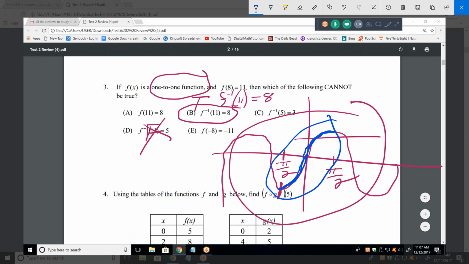But that's because we started with a function that wasn't one-to-one. In this problem 3, the function is one-to-one. So we know we don't have to restrict it or anything, that its inverse is going to be a function. It's going to pass the vertical line test when we apply it.